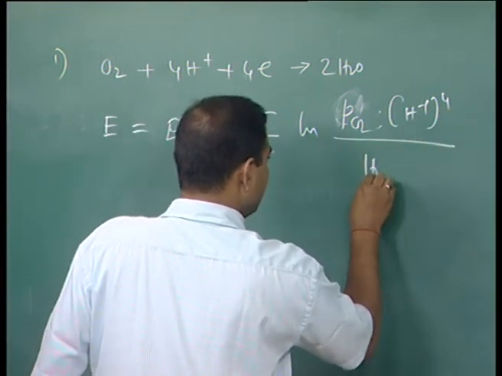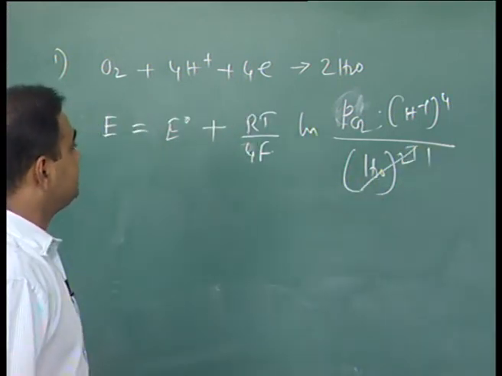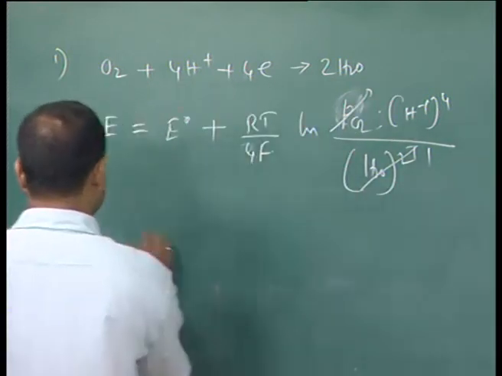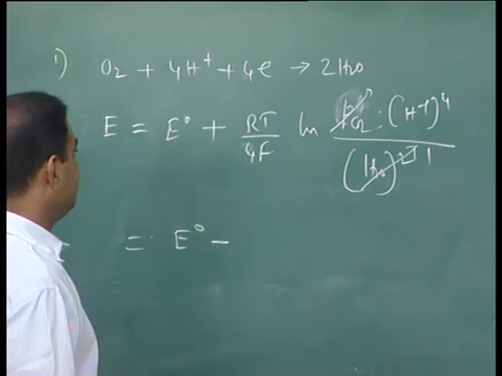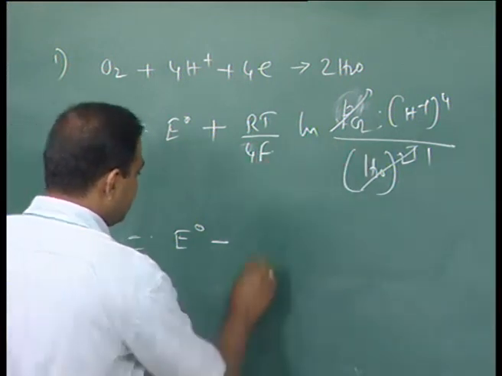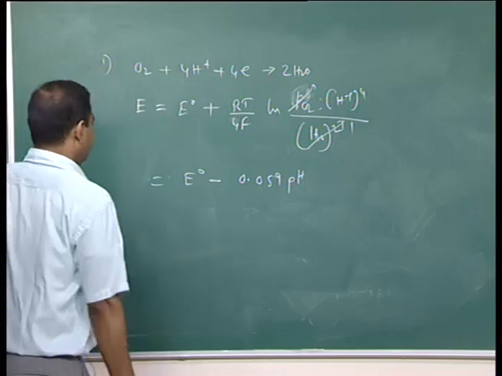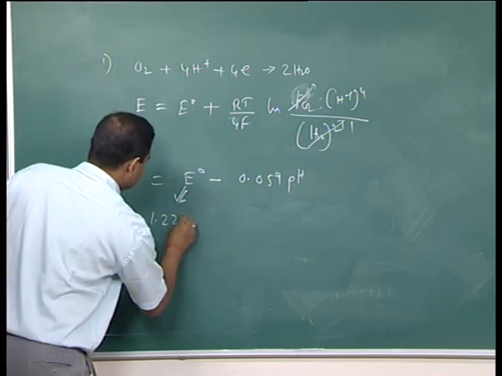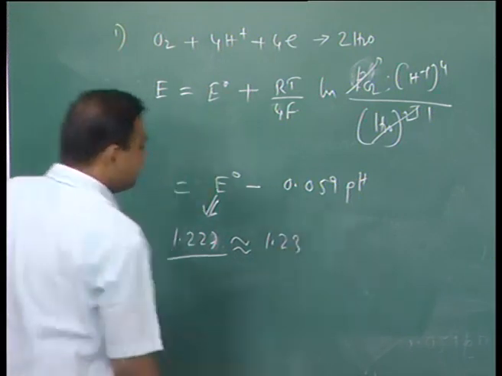Now, H2O should be 1, this is the pure H2O medium. Let us say PO2 is considered to be 1 atmosphere, then the same relation we can write as E0 minus, if you put all those values of RT at 25 degrees Celsius as well as F and convert this ln to log, then this becomes 0.059 pH, and this E0 would be around 1.227, or it would be close to 1.23 volt.